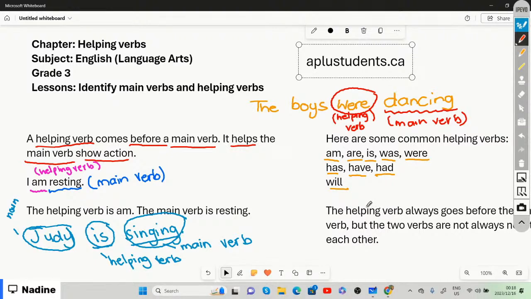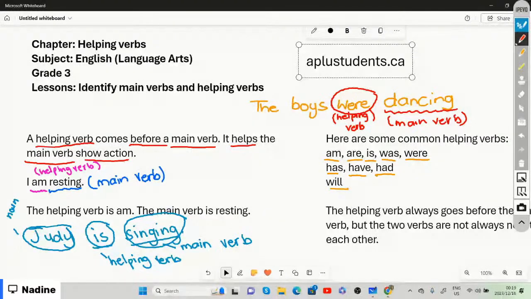All right. So is that more clear, Judy, or to the others that maybe don't understand? So basically, the helping verb comes before the main verb to help the main verb to show the action. And these are helping verbs, which are am, are, is, was, were, has, have, had, and will.